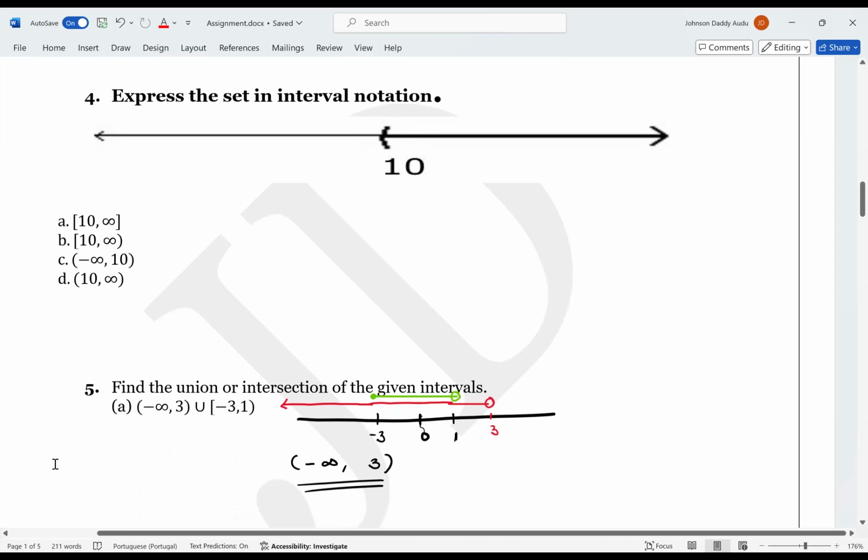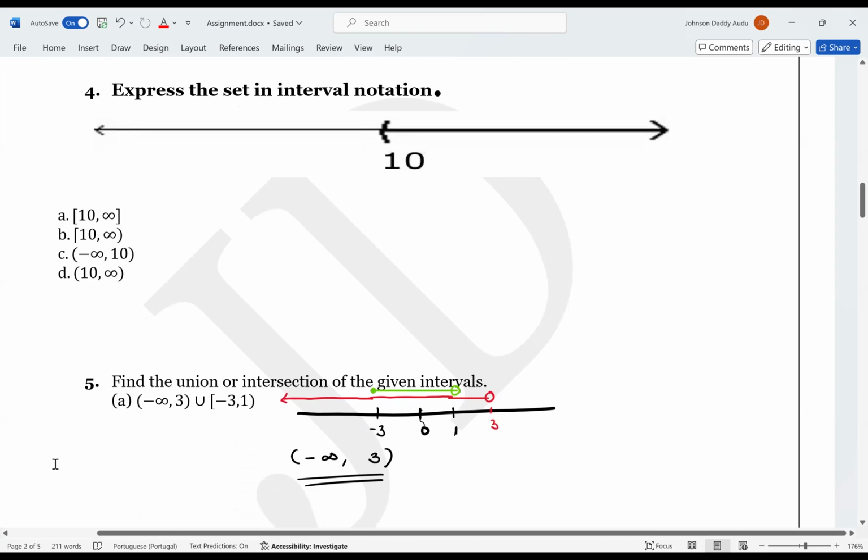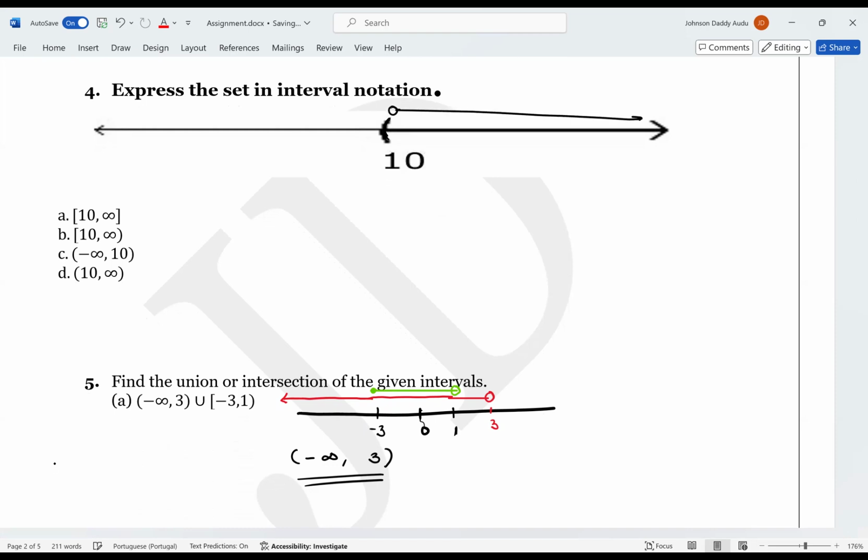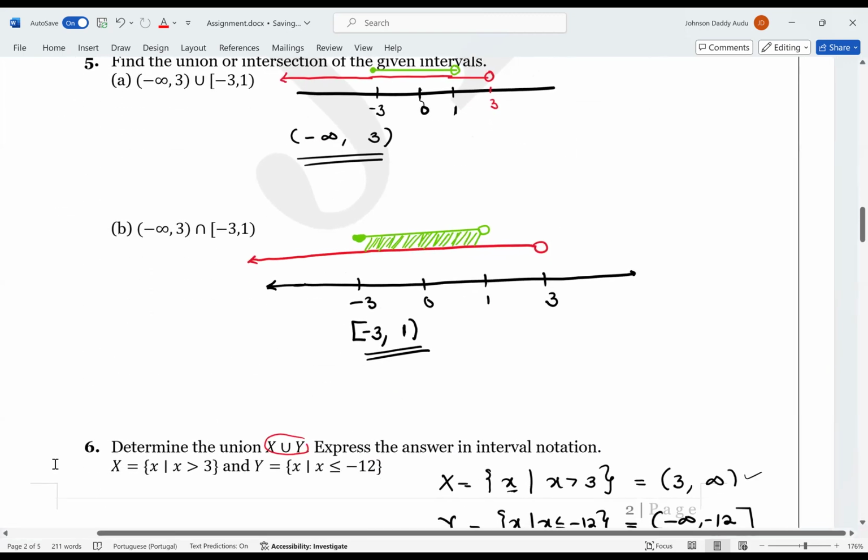Now, number 4. Number 4, it's very direct. It said express the sets in interval notation. So here you can see anytime you have something like this, it means open, right? This is the same thing as open to infinity. So the answer is just 10 to infinity. So this is correct. So if you have this, then this means closed, right? But this means open, right? So it's nothing. All right.